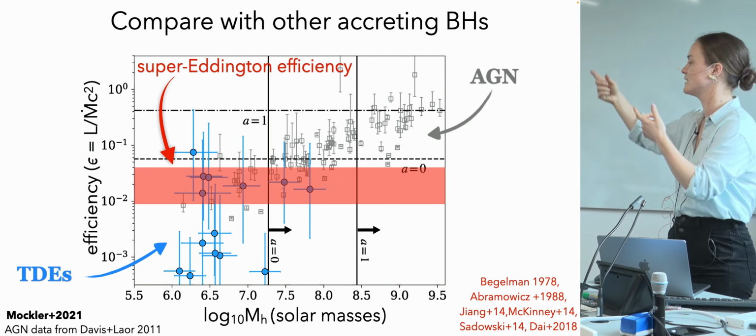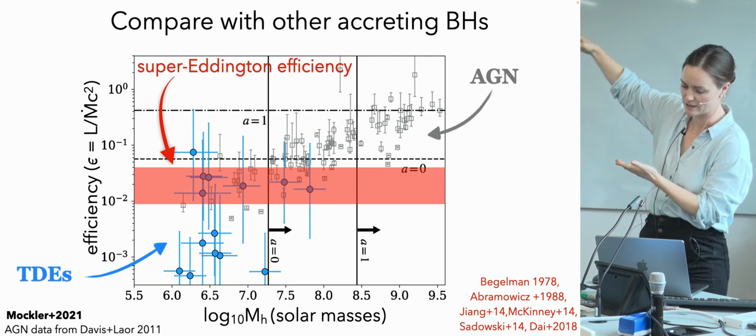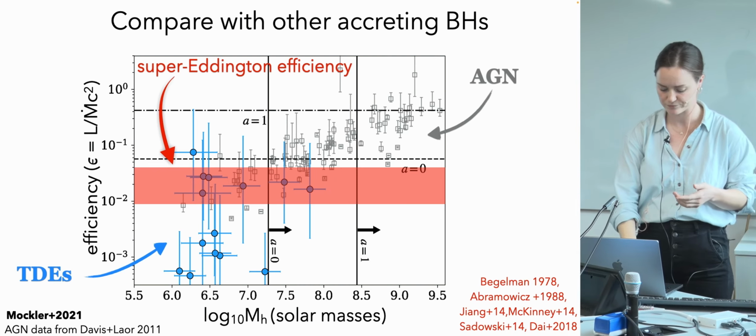And I should also note that, again, because of how I'm defining the efficiency, if you're losing a lot of mass in winds, then you'd have to bump up all of the efficiencies as well.